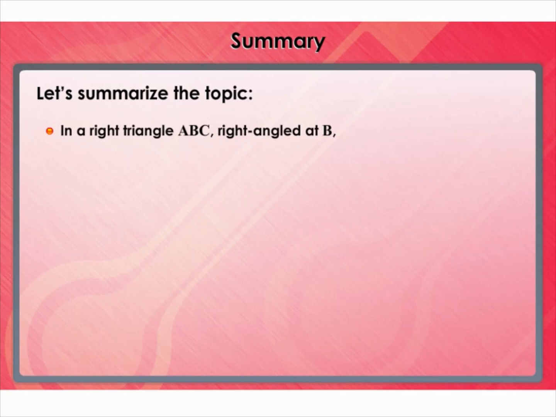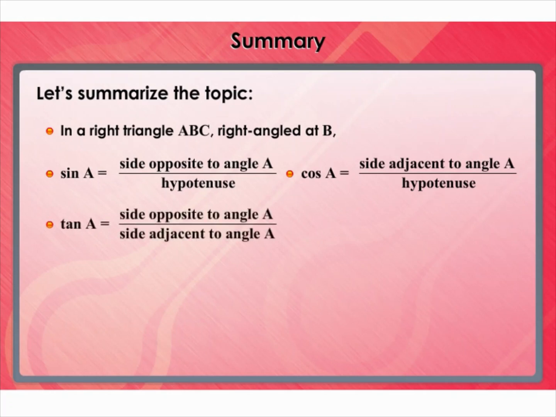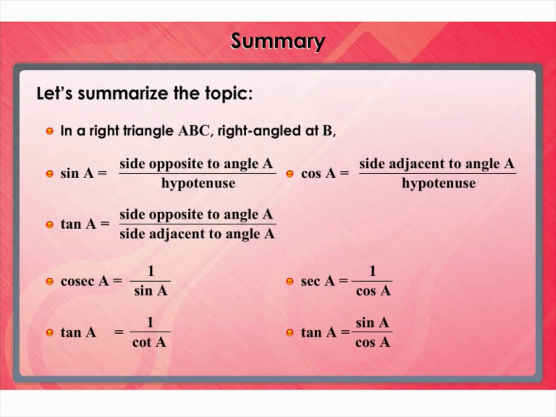Summary. Let's summarize the topic. In a right triangle ABC, right-angled at B, sin A is equal to side opposite to angle A by hypotenuse. Cos A is equal to side adjacent to angle A by hypotenuse. Tan A is equal to side opposite to angle A by side adjacent to angle A. Cosecant A is equal to 1 by sin A. Secant A is equal to 1 by cos A. Tan A is equal to sin A by cos A.